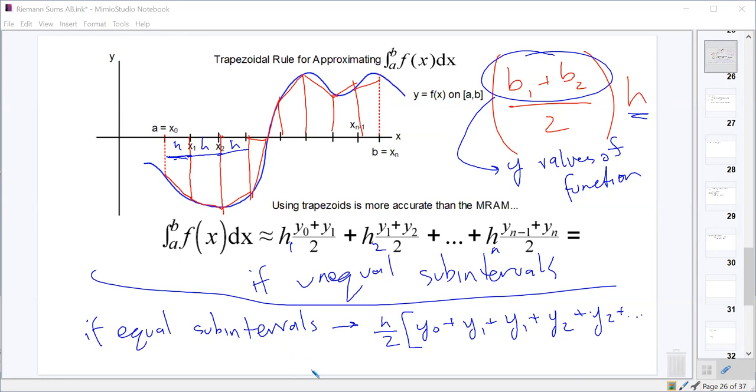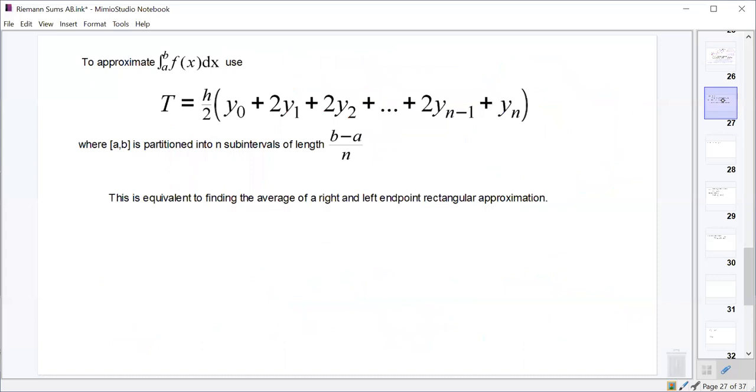So if we had equal subintervals, we could rewrite this formula as h over 2 times y naught plus 2y1 plus 2y2 plus dot dot dot 2y sub n minus 1 plus just 1 y sub n. And that would mean that our h value was equal to b minus a over n, right? The length of the interval divided by the number of subintervals. Good or no? Good. Cool. And one other quick thing to note is that this is equivalent to finding the average of a right and a left endpoint rectangular approximation.